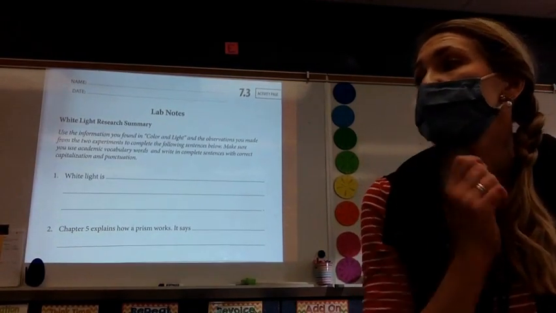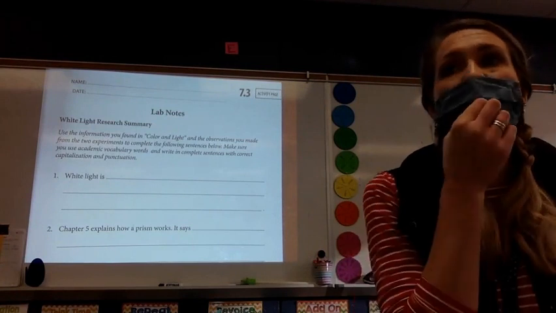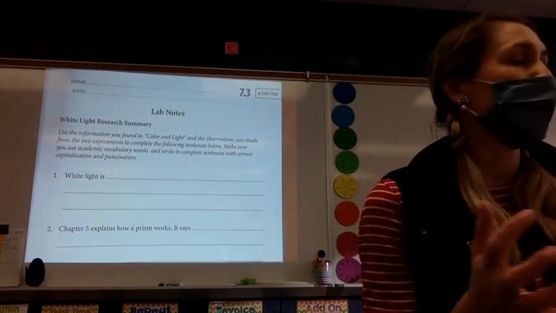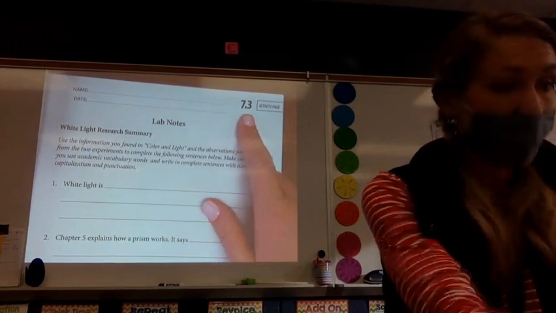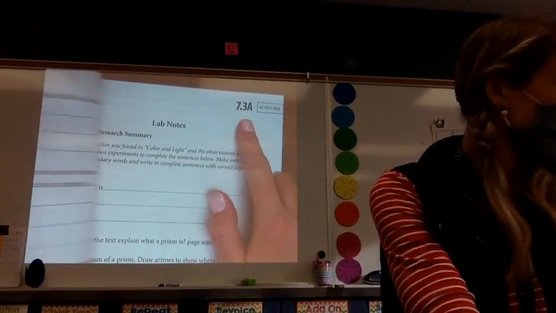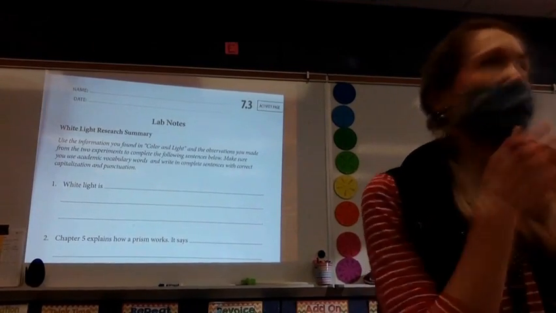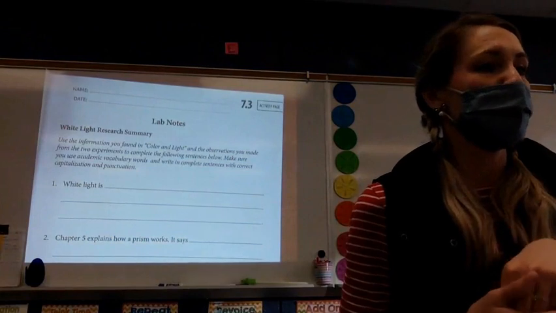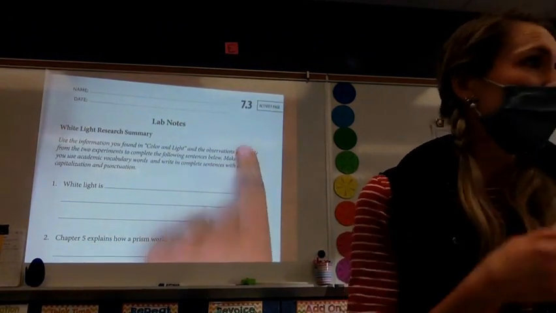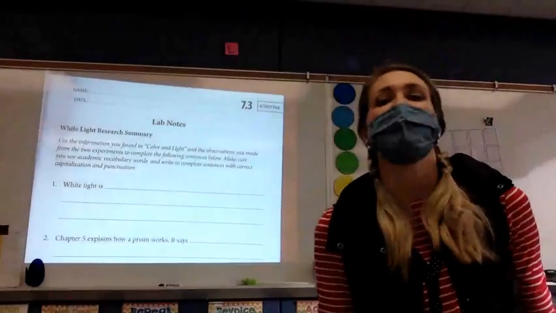71. The reason I do that is because there are two 7.3s, and we all want to be on the same one. So make sure it says 7.3, not 7.3a. We want to be on 7.3. It's the same thing, just worded a little bit different. Teacher choice of which one I have you do. We're doing 7.3. Third graders, this is your writing portion of today.